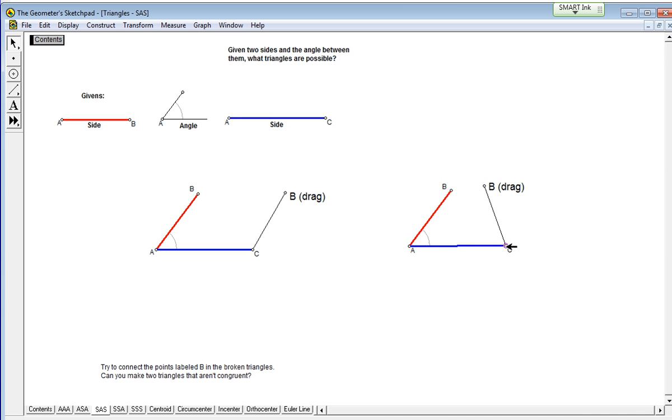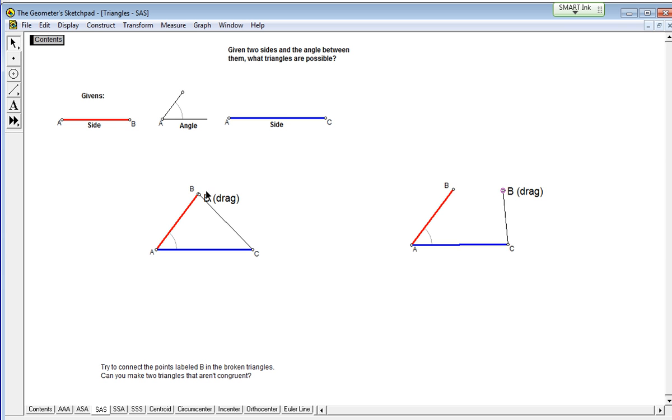In other words, the question is, can I make two separate triangles, two triangles that are not congruent to each other, if two sides and the included angle of one triangle are congruent to two sides and the included angle of another? All I can do is move this any way I want, but in order to create a triangle, I have to join the B's. And the same thing here. I've got to join the B's.